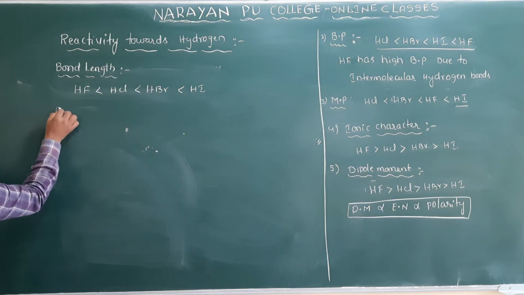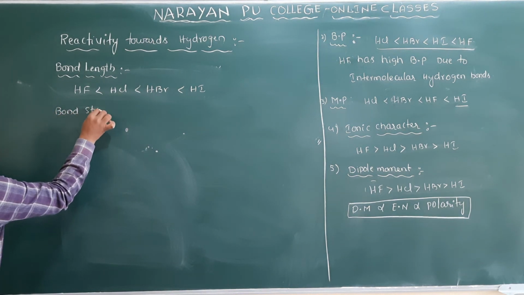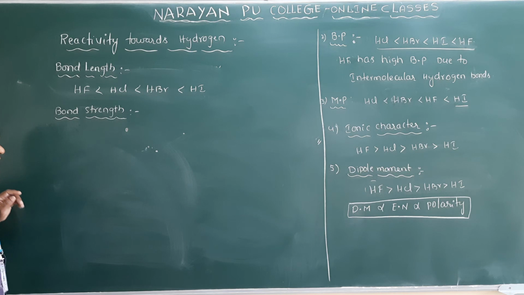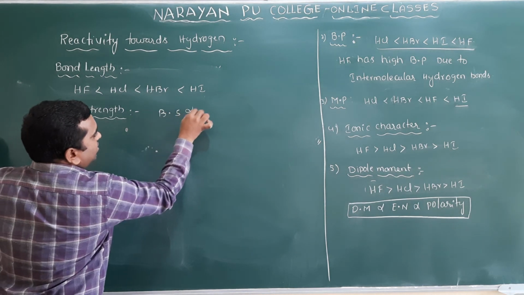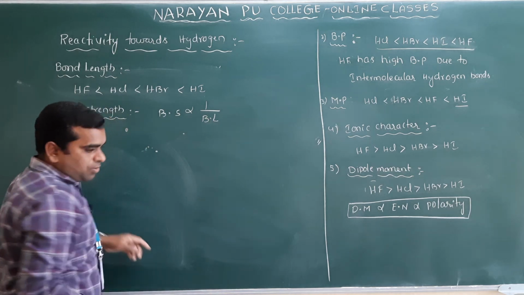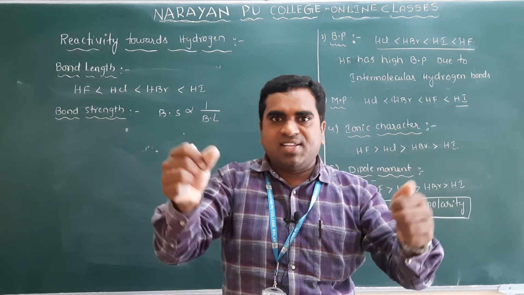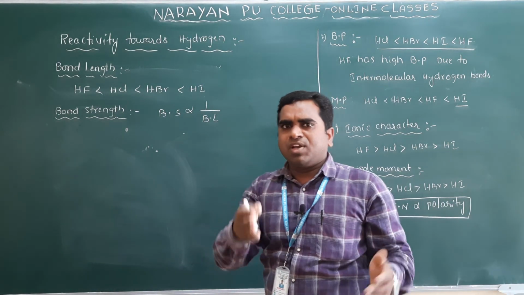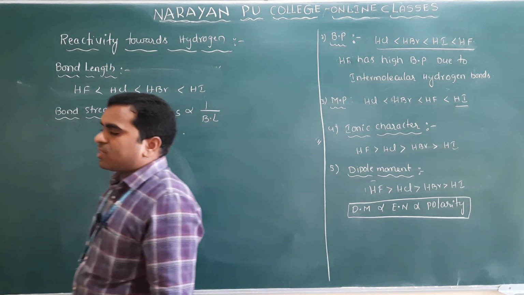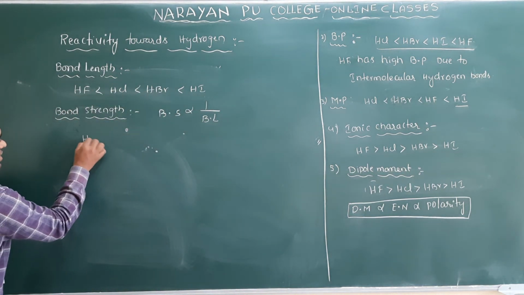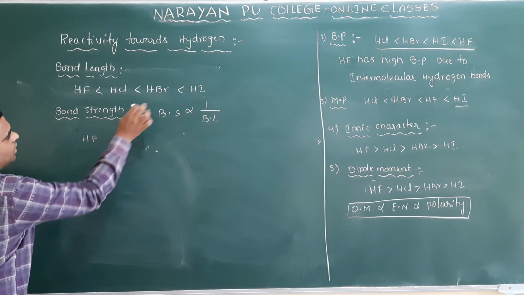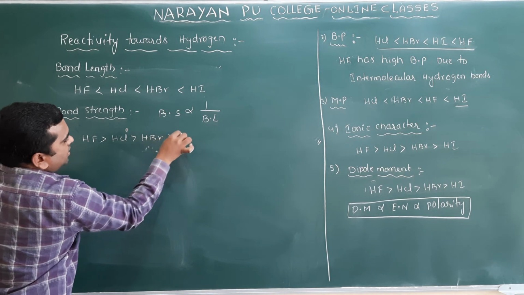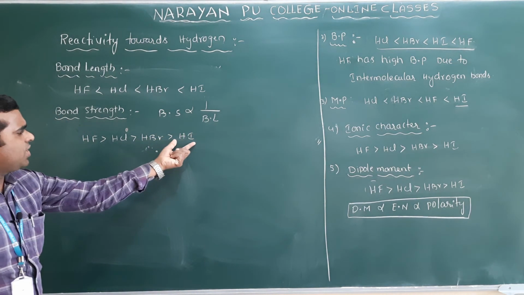Clear? So now what about the bond strength? Bond length and bond strength are inversely proportional. Clear? So bond strength is inversely proportional to bond length. If bond length is long, then that bond can easily break. Overlapping of these orbitals is not much, so that's why you will get a weak bond. So what is the bond strength order here? It is reverse. HF, HCl, HBr, and HI. This bond easily breaks.